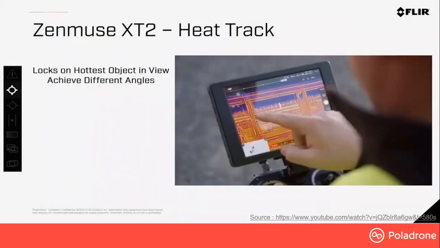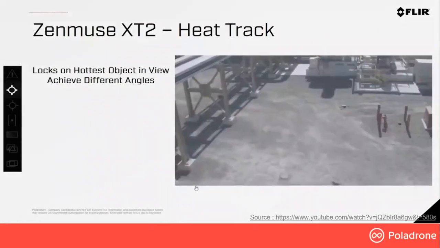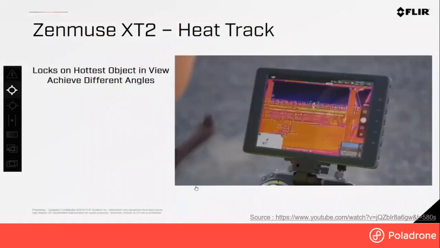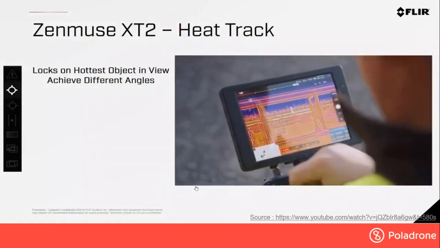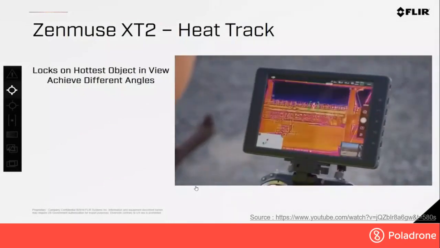Then the second function is heat track. Basically it will lock on to the hottest object, so you can view it from different angles. It can help you look at the hot objects when you scan through your solar panels, or when you do inspections of your telco tower or power line.